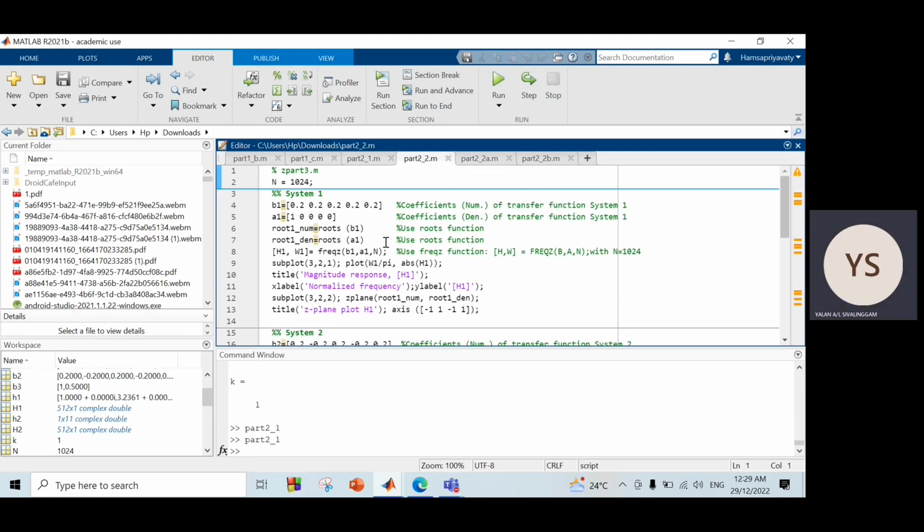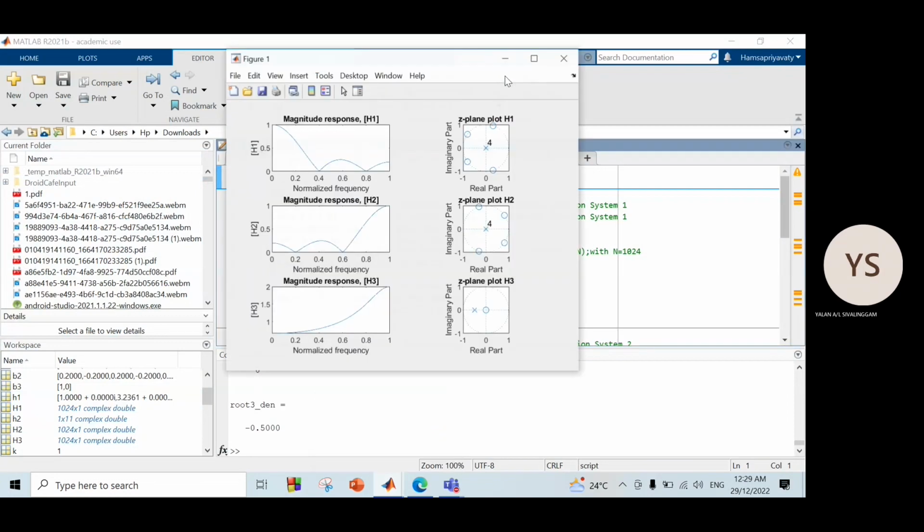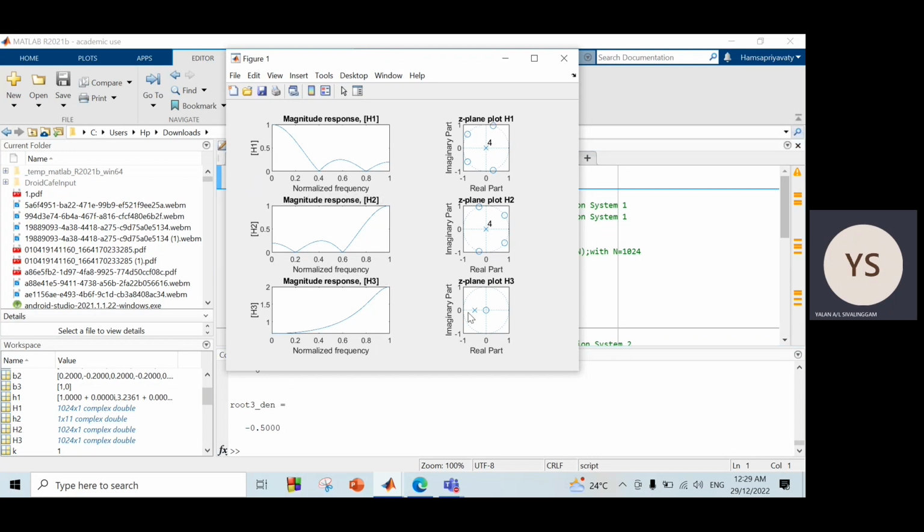And for Z part 3, we should get the magnitude response also, and then the normalized frequency, and then the Z plane plot for H1. And this is the graph for magnitude response and Z plot, for H1, H2, and then this one for H3.